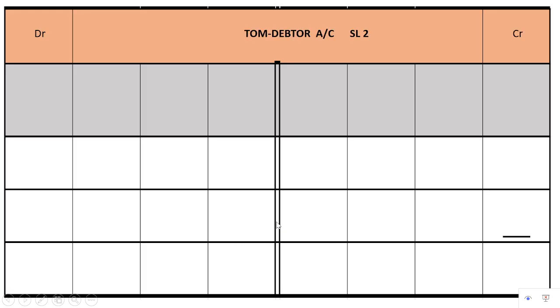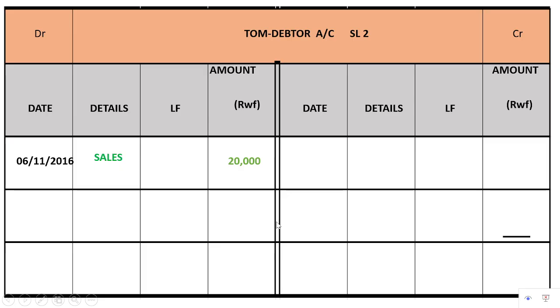We have here another debtor called Tom. Details, ledger folio, amount with the currency in brackets. Then on 6th, there is another credit sale made to debtor Tom, which was 20K. Now we balance this one off. Balancing this off, we need a balancing figure equal to 20,000 on the credit side, which is balance carried down.